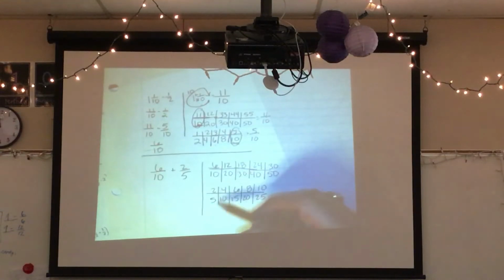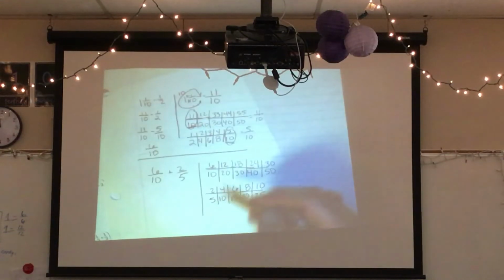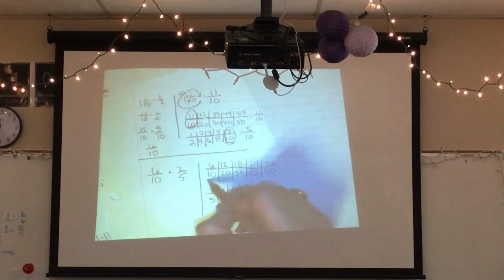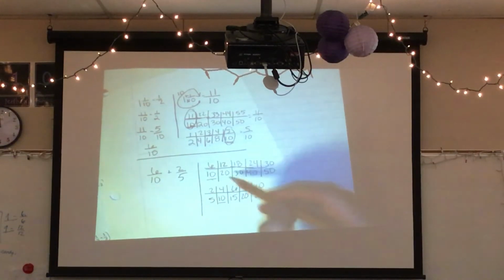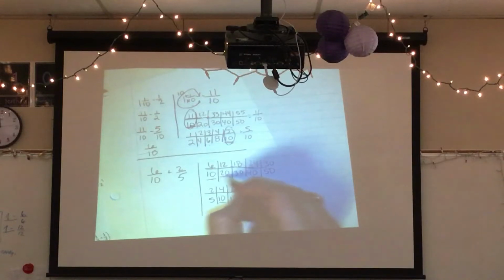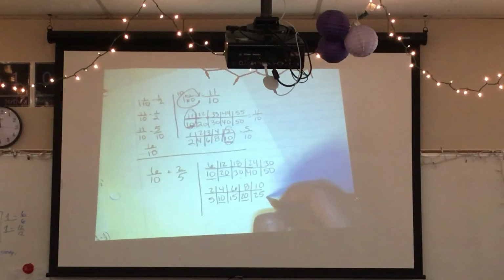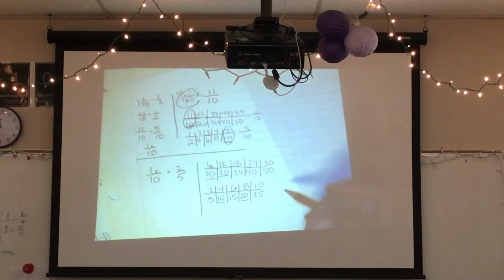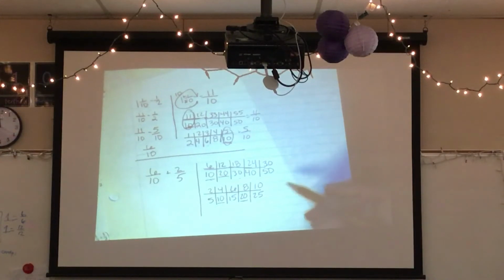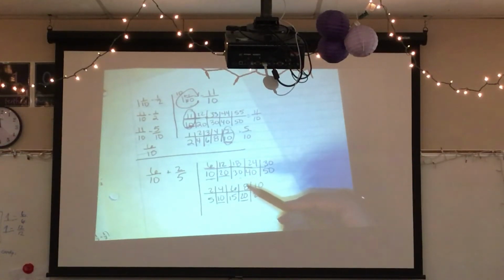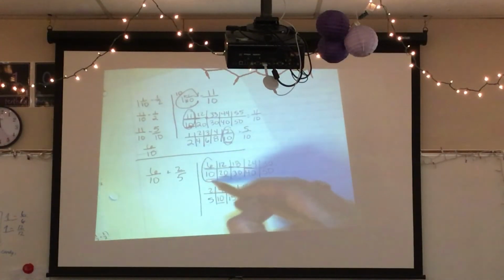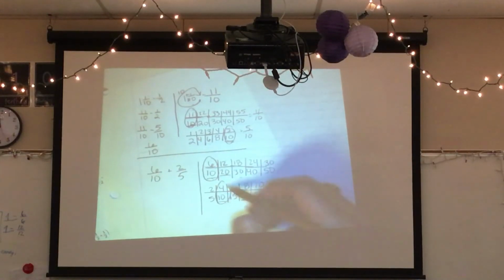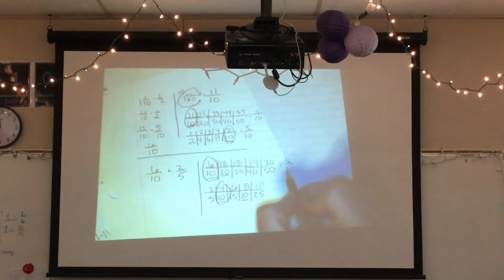Okay, do I have a 10 below here? Yes. 20? No. 30? No. 40? No. 50? No. Which one am I going to circle? 10, because it is the lowest, the least common denominator. So 6/10 stays the same. 2/5 is equivalent to 4/10.